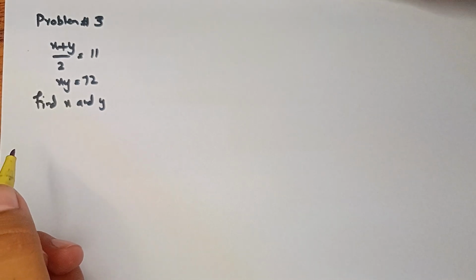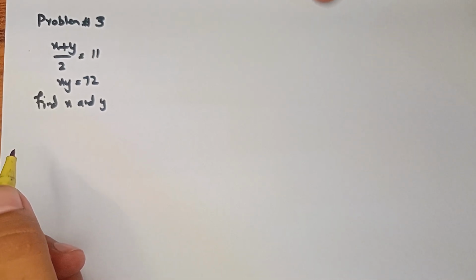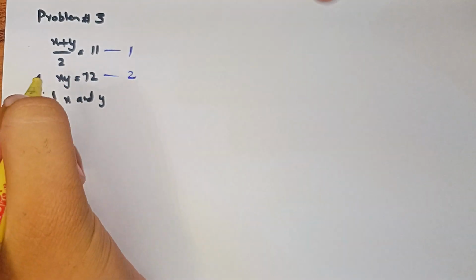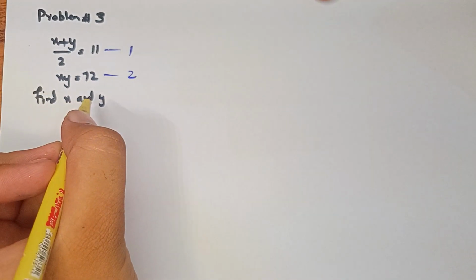Hi guys, come to the third problem. We have another two equations in which (x plus y) divided by 2 is equal to 11 and xy is equal to 72. This is equation 1, this is equation 2. And we have to find the x and y values.